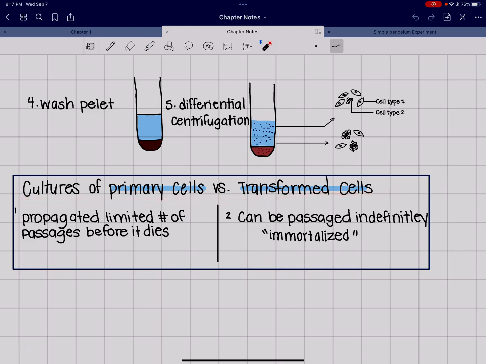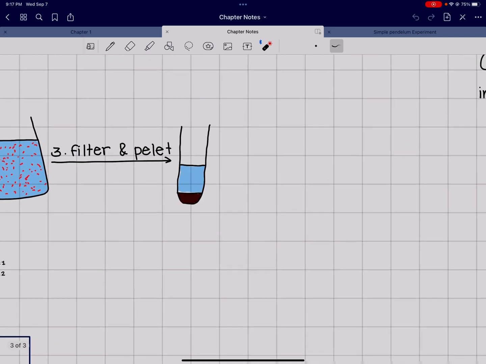Primary cells are propagated for a limited number of passages before they die, so they are very limited. Transformed cells are the ideal ones that virologists use because they can be passaged indefinitely, so they're basically immortalized.